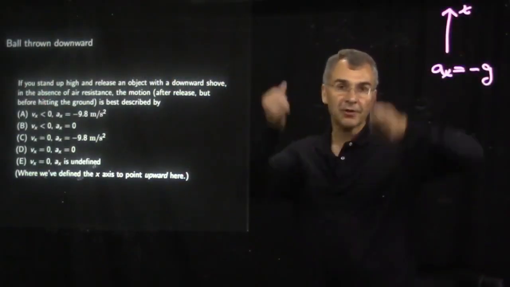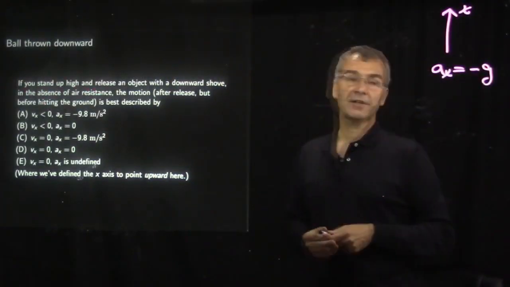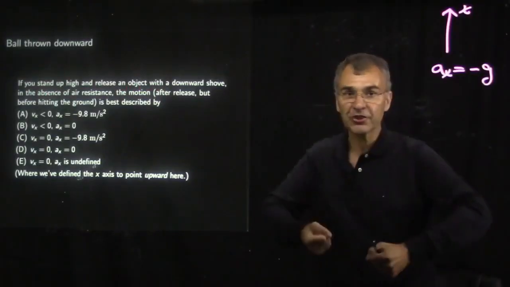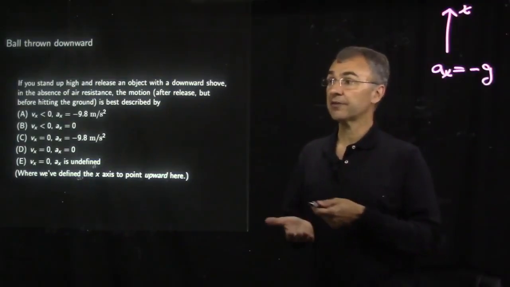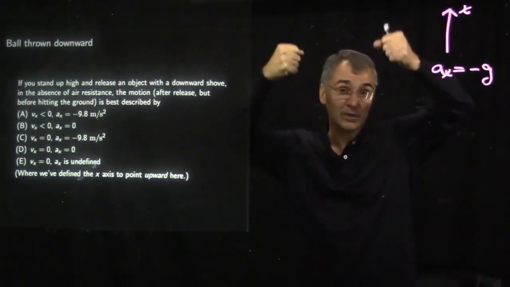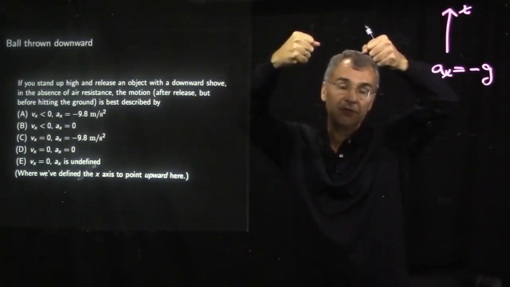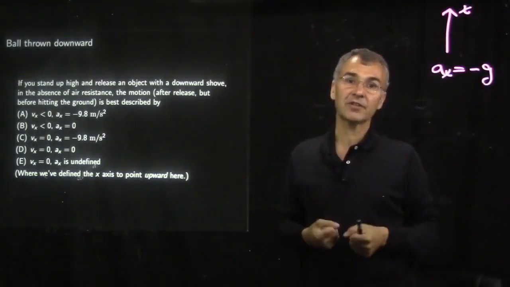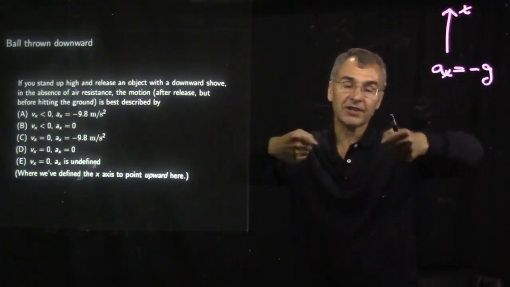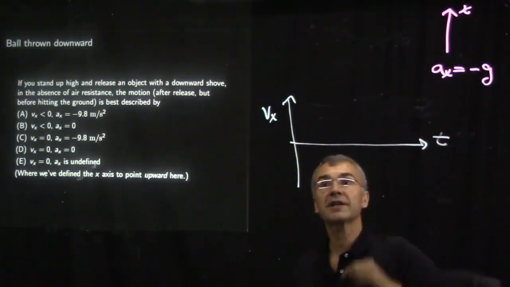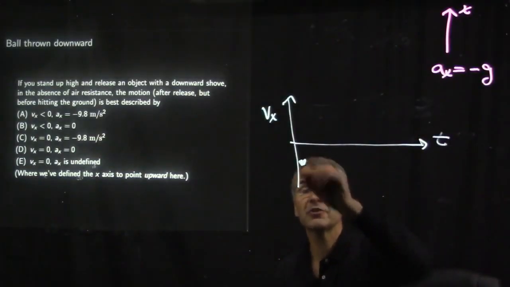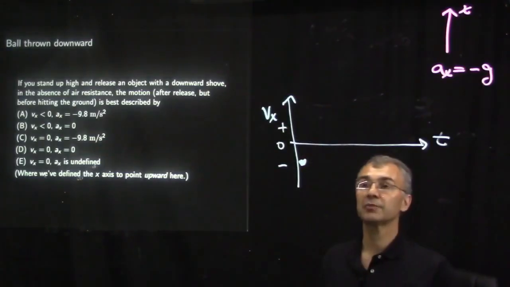Okay, let's think about a basketball thrown downward. If you stand up high and you release an object with a downward shove, in the absence of air resistance, the motion after release but before hitting the ground is best described by, okay, while I'm shoving it, something complicated is happening, but as soon as I release it, the whole point of my shoving it is to give it a big downward velocity. So I give it an initial downward velocity. So let's just look at v sub x versus time. I'm giving it a downward shove. So at time 0, it must have a negative x component of velocity.